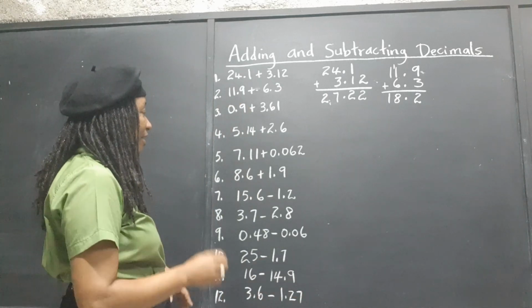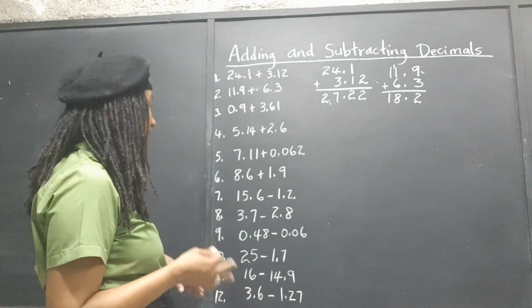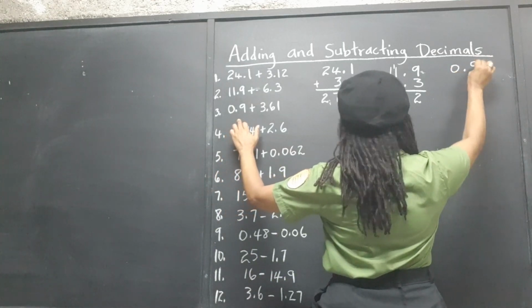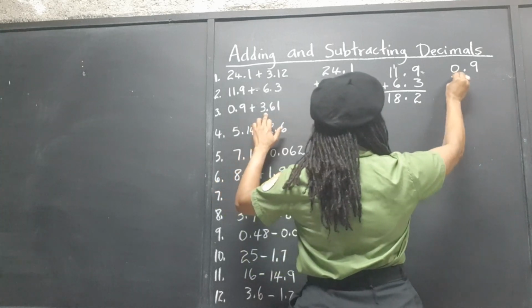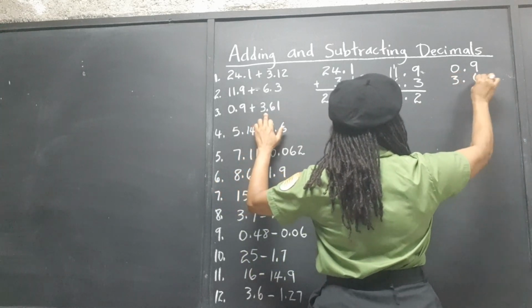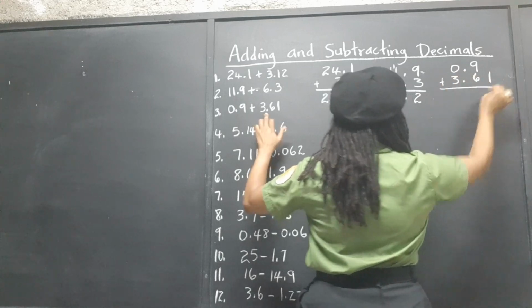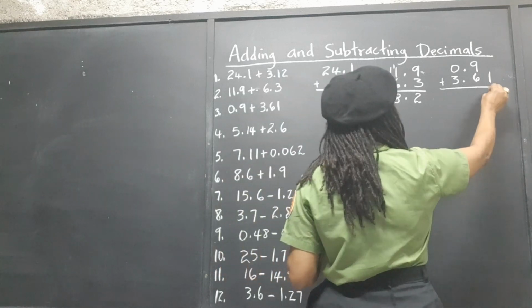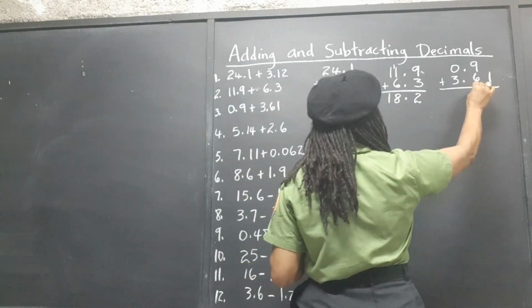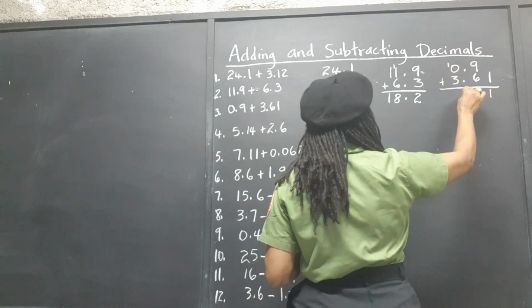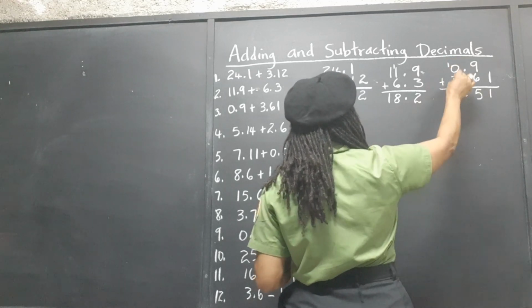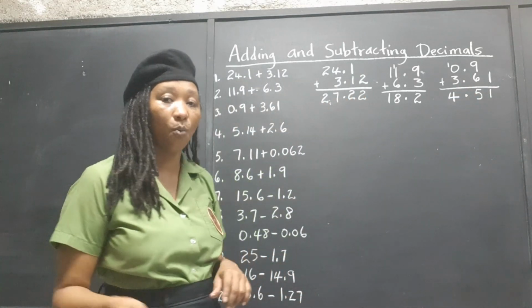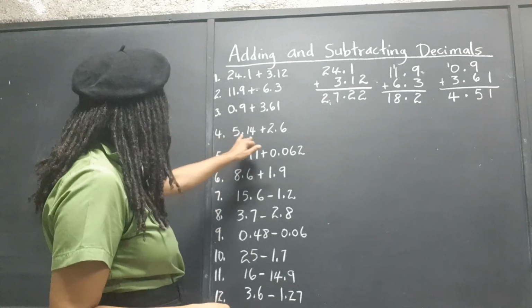Alright, so it's very, very important that we line up our decimal places. Here we have 0.9, and we have 3.61. Right, and now we add, so we bring down the 1, 9 and 6, 15, put down the 5, carry the 1, bring down our decimal point, 3 plus 1 gives 4. So that's 4.51.